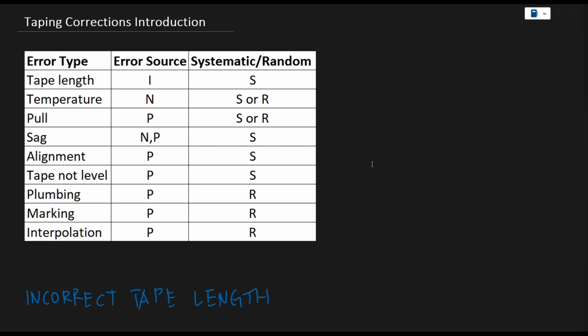And we have plumbing, marking, and interpolation. These three are personal, and these three are also random. So in order to prevent these errors, due care in taking the measurement is advised.